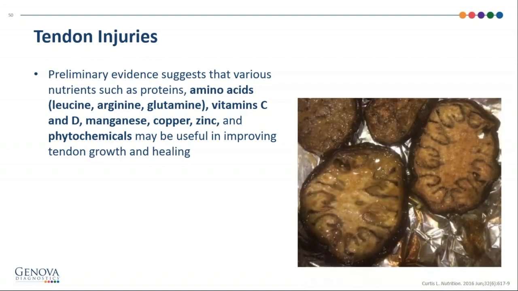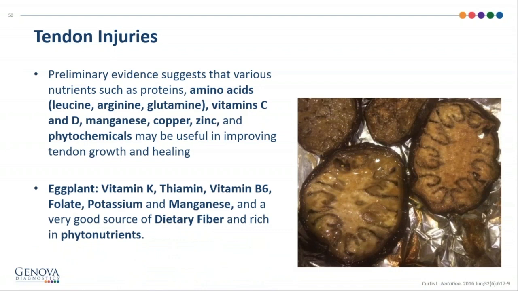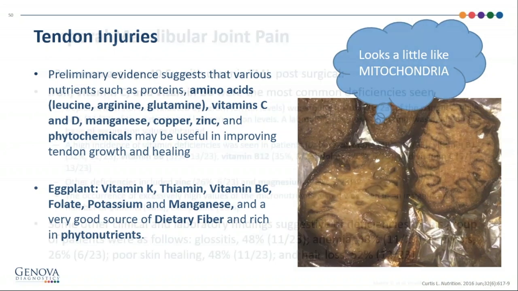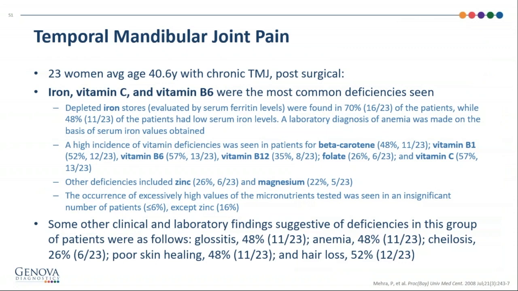This is actually some eggplant that I made that looks a lot like mitochondria, and it should, because a lot of the nutrients found in eggplant actually help the mitochondria. Form follows function, I guess. In TMJ, this is a study looking at multiple nutrients that are deficient in those patients, and other clinical findings were found, also in poor skin healing as well as hair loss and cheilosis. So in general, when we can't chew our food, we're at risk for the very nutrients we need to heal.